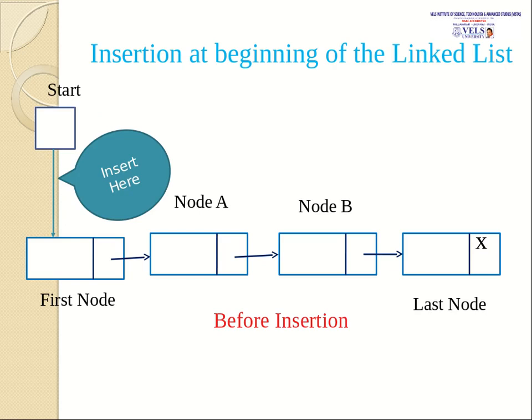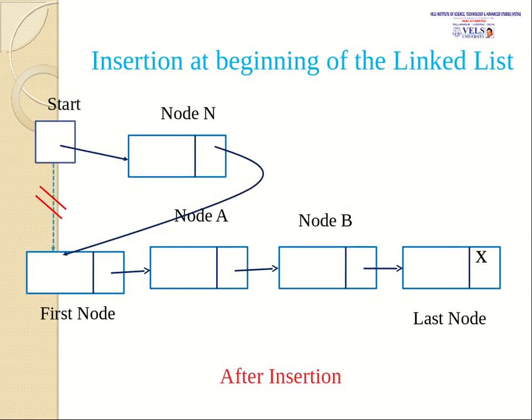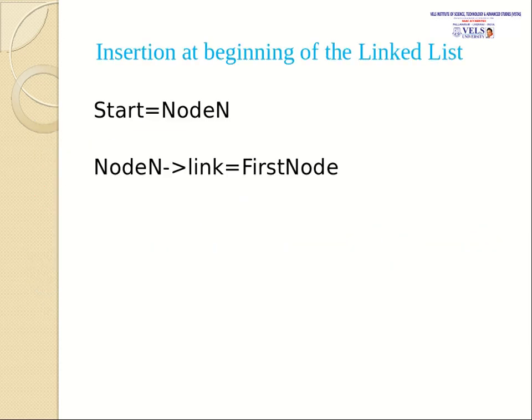Here I want to insert at the beginning. How is it performed? Previously the start pointer had the address of the first node, but I want the new node n to be inserted here. So, instead of holding the address of the first node, start will have the address of node n, and node n's link will point to the first node. This is how the new node is inserted at the beginning. In code: start is equal to node n, meaning the address of node n is stored in start, and node n's link is equal to the first node.